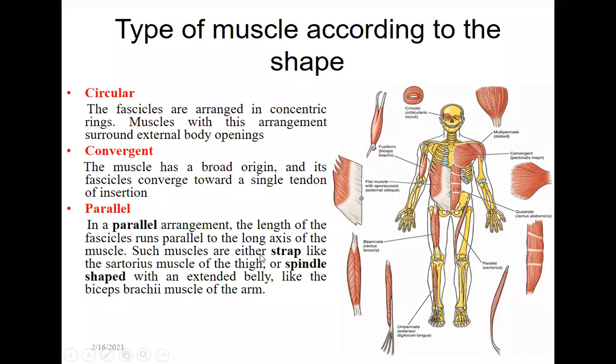Such muscles are either strap muscles like the sartorius muscle, as we saw here, with long fibers, all going in the same direction. That is called a strap muscle. Or they are spindle shape with an extended belly like the biceps muscle, as we saw here, where this is spindle shape. In the center it is big, at the sides it becomes narrow.